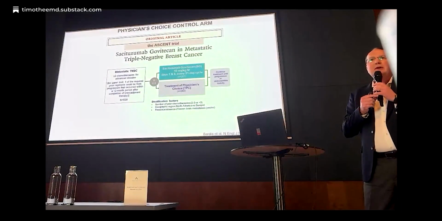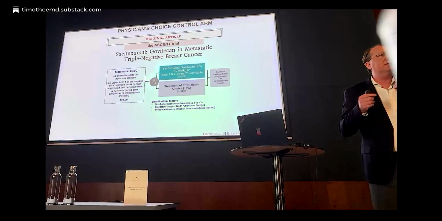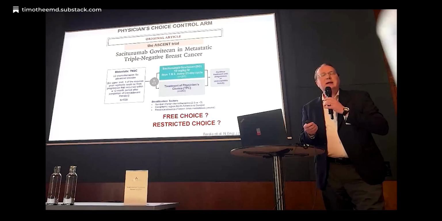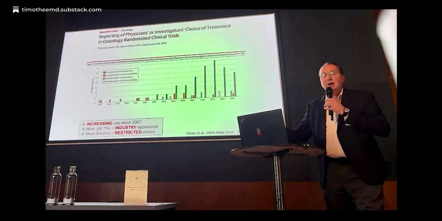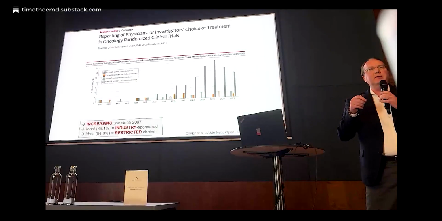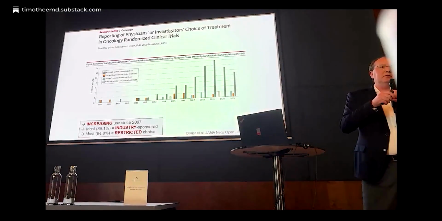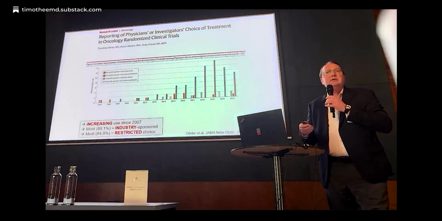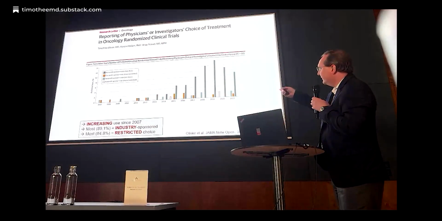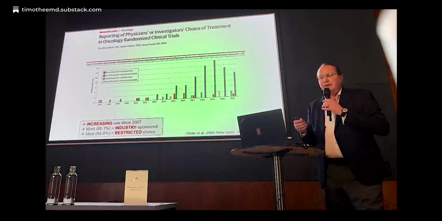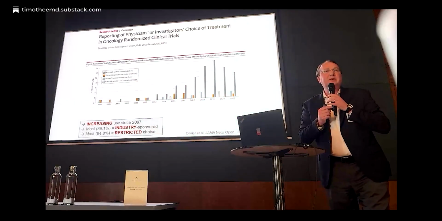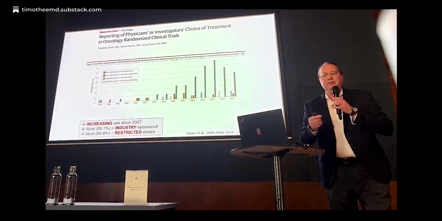Here, my question: what do you think about this physician choice? Is it a free choice? It looks good, you have a choice, and that's really the question that we looked at with Vinay Prasad and Alison Aslam. Basically, we took all trials in oncology that referred to the control arm as investigator choice or physician choice. What we found was that it's a recent trend, started in 2007, and it's increasingly used, as you can see on the graph. Most of these trials are industry-sponsored, and most are restricted choice. Basically, 85% of them are using a restricted choice.